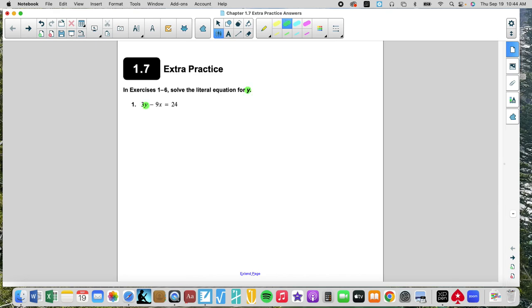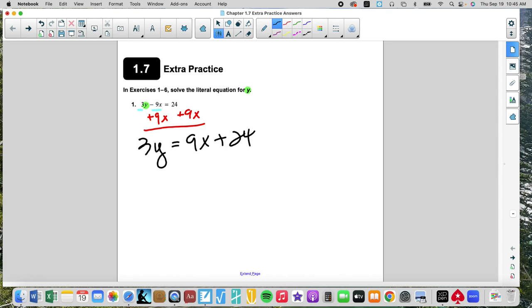So we find y. What are the two things that are happening? 9x is being subtracted and 3 is being multiplied. We tend to want to get rid of things being added and subtracted first. So we're going to get rid of that negative 9x by adding 9x to both sides. That gives us 3y equals 9x plus 24. Notice that I didn't write 24 plus 9x. We're going to write the expressions on each side of the equation in standard form, variable before the constant, 9x before the 24.